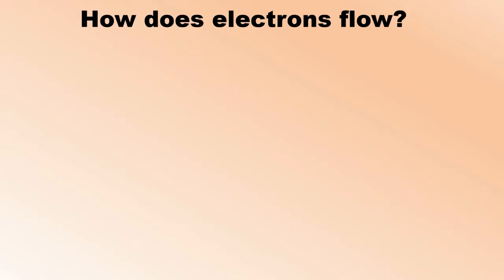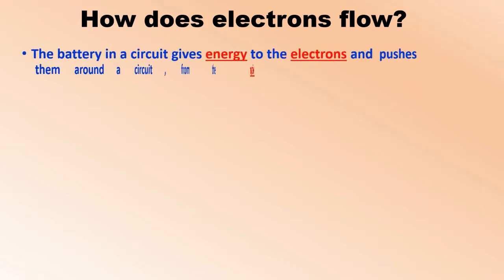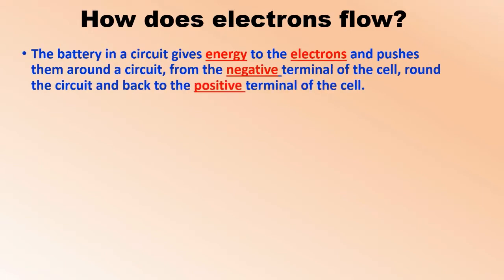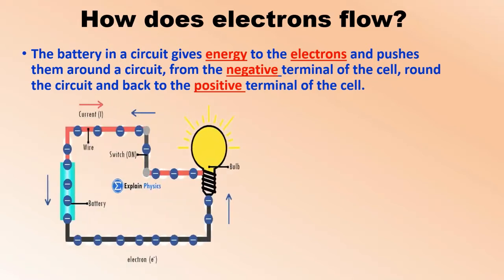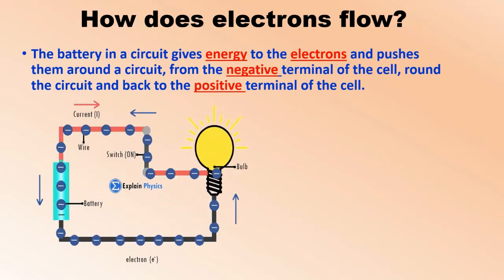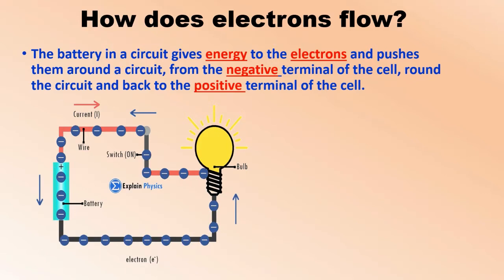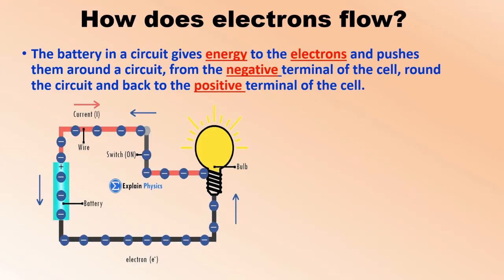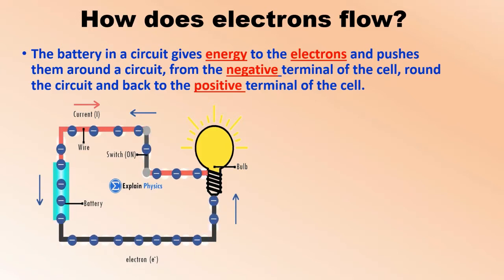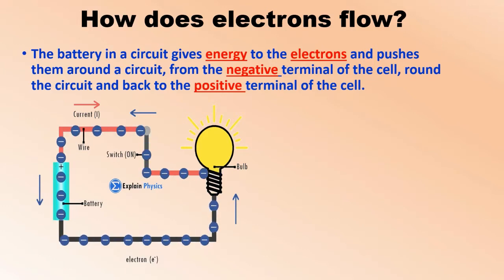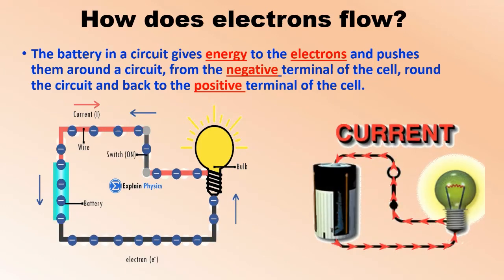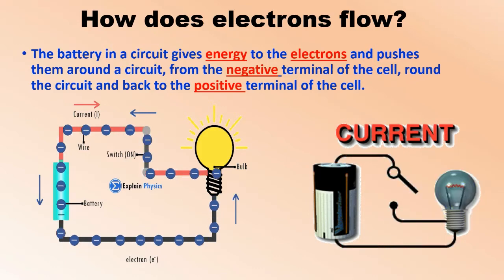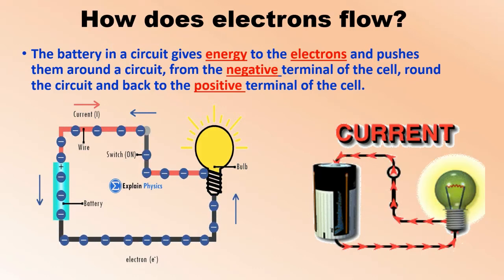So how do electrons flow? The battery in a circuit gives energy to the electrons and pushes them around a circuit from the negative terminal of the cell, round the circuit and back to the positive terminal of the cell. This is how the electrons move in a circuit, which helps the bulb to glow. And the battery is the source of energy which is helping the electrons to move. So we have learned how the current is flowing. With this we move on to the next part.